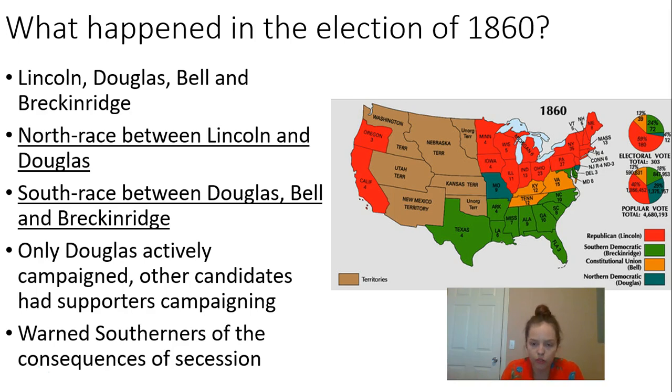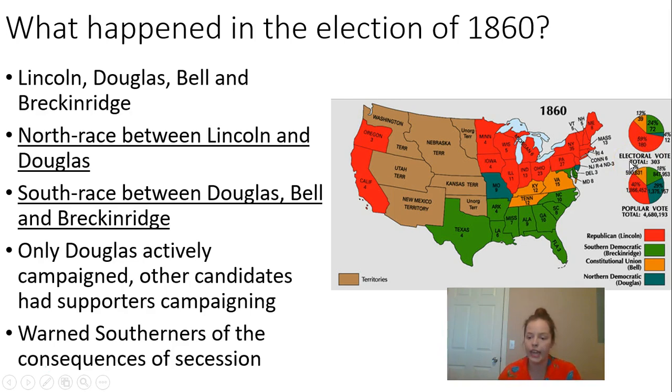Talking about the actual results of the election, Lincoln wins, and we'll see over here by the graph, Lincoln is represented by the red, and so he wins all of the North and California and Oregon as well. Coming over and looking at these numbers, Lincoln only wins 40% of the popular vote. However, he wins 59% of the electoral vote.